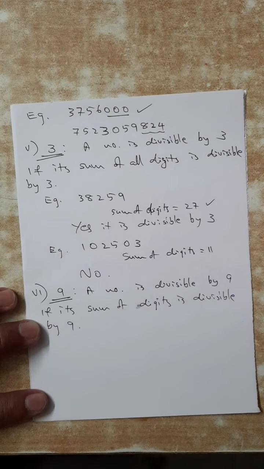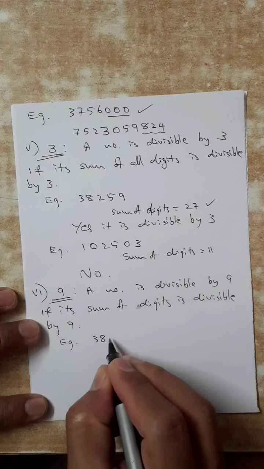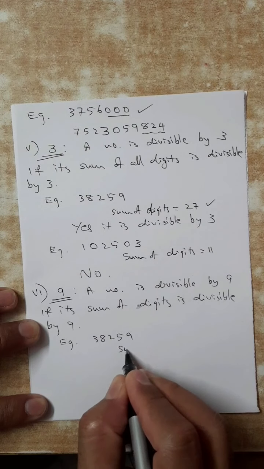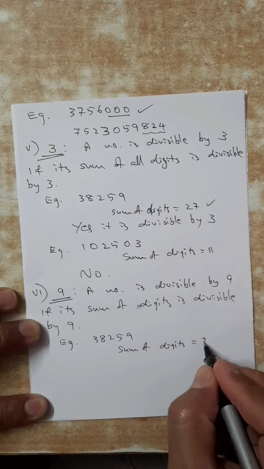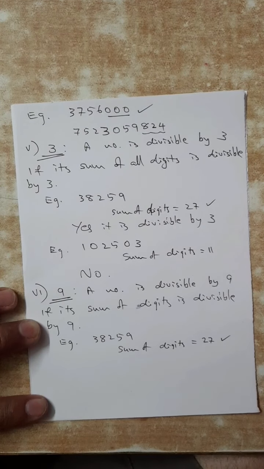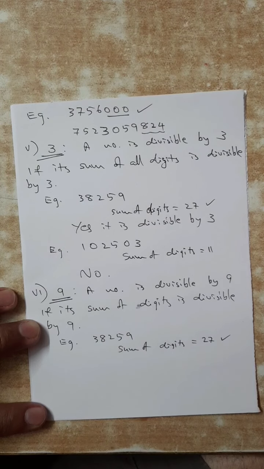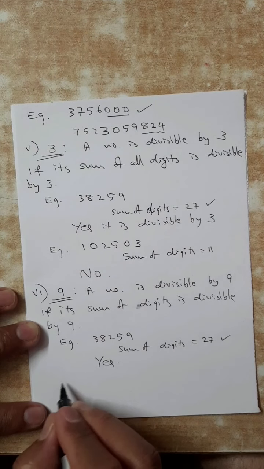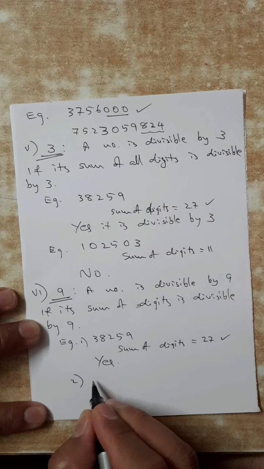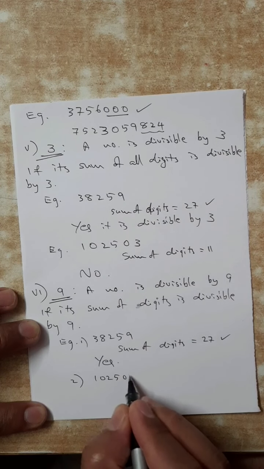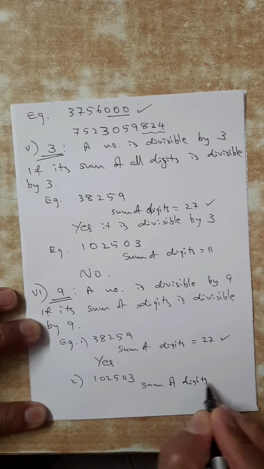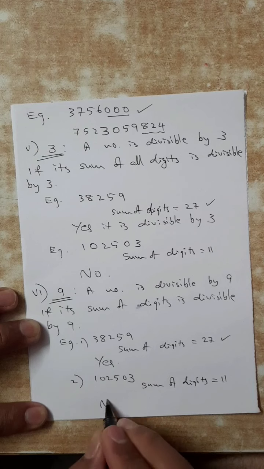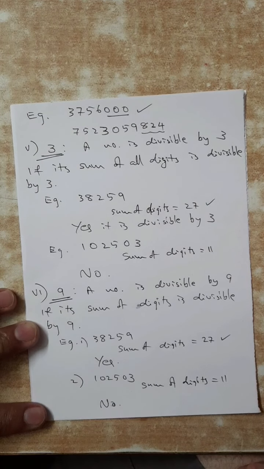Example, we will use the same example, 38259. What is the sum of digits? Already we wrote here 27. So 27 is a multiple of 9. Therefore we can say yes. Second example again, 102503. What is the sum of digits? The sum of digits is 11. So we can say here also no, it is not a multiple of 9.